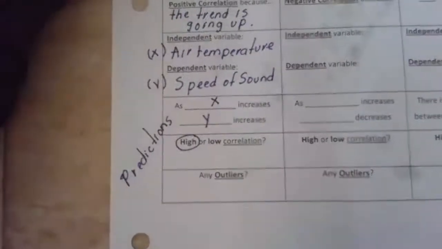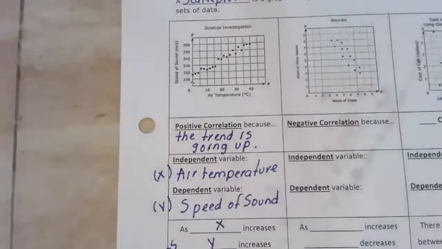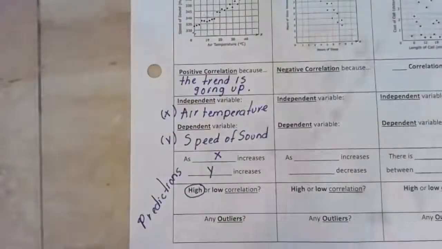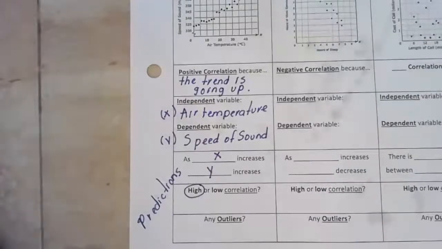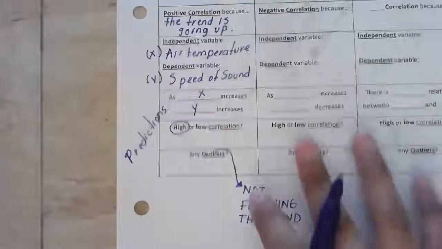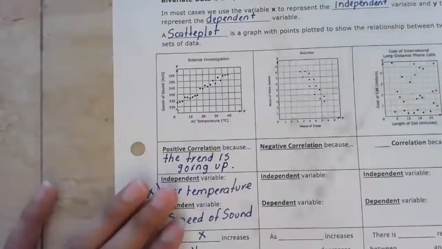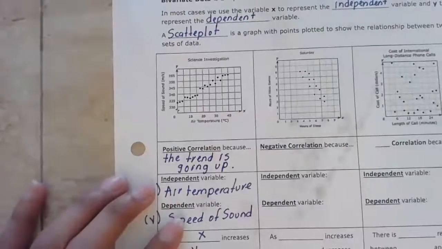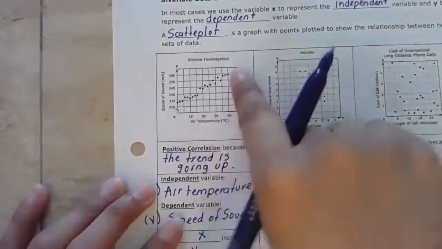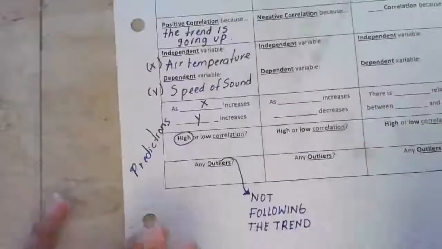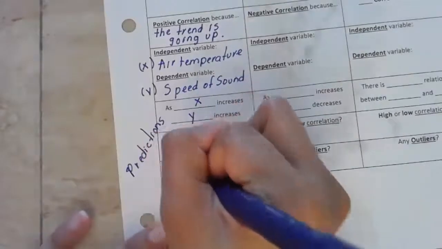Are there any outliers in this scatter plot? An outlier is a point that is not following the trend. So let's look at our scatter plot. Are there any outliers? No, in this case there isn't because they're all closely together. They're all following this positive correlation. So in this case, we do not have any outliers.